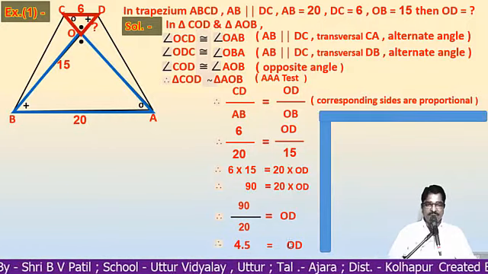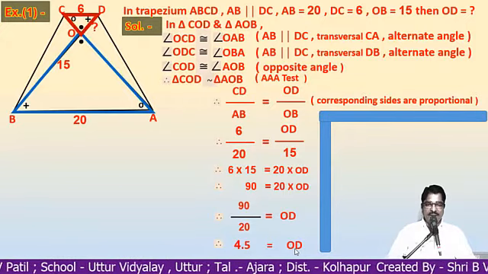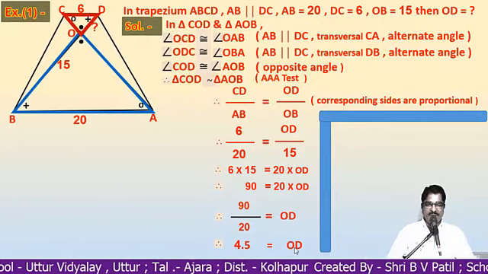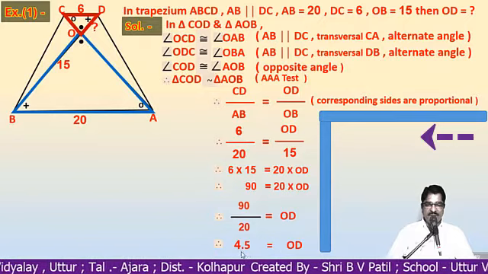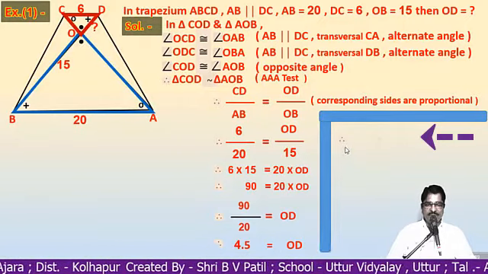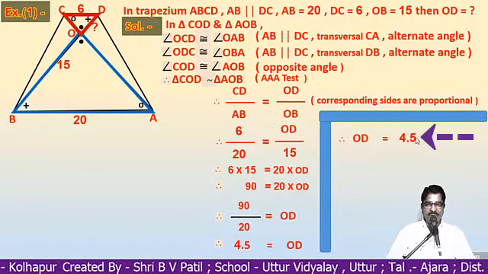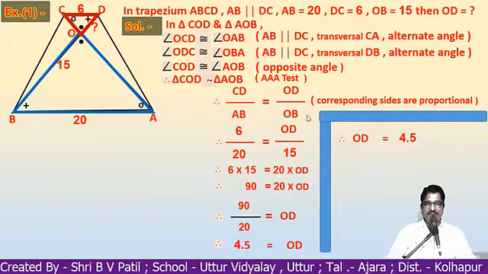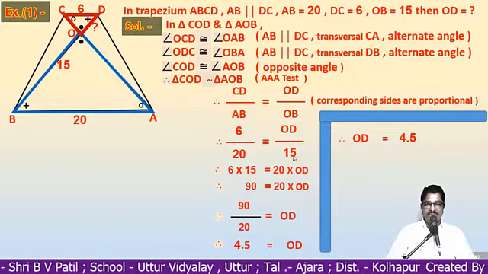Therefore, by changing sides, means RHS on the left side and LHS on the RHS, OD is equal to 4.5. In this way, we can solve this example.